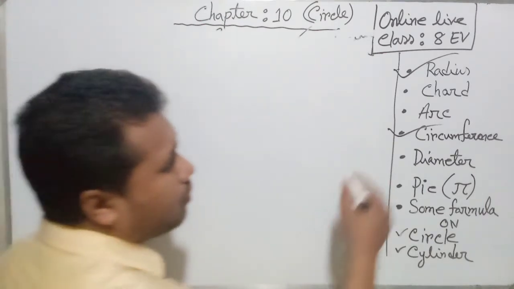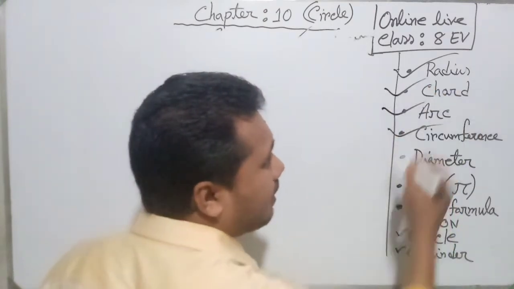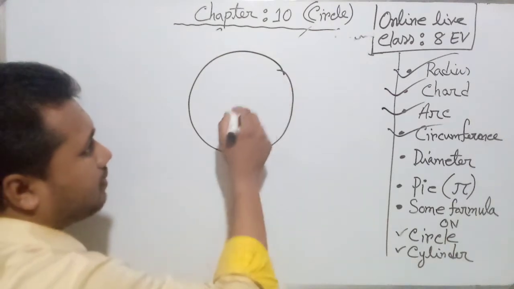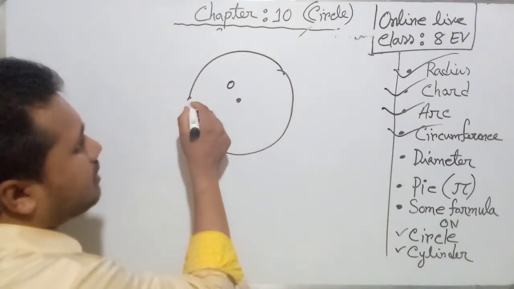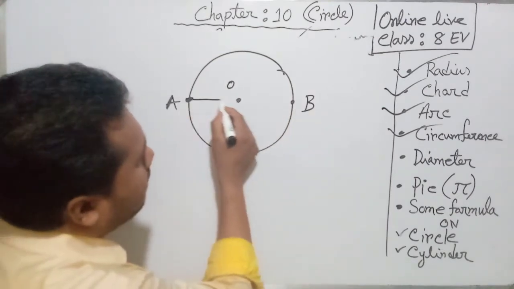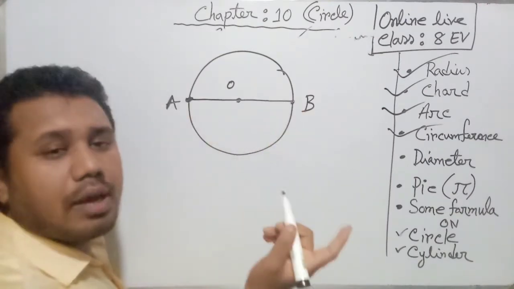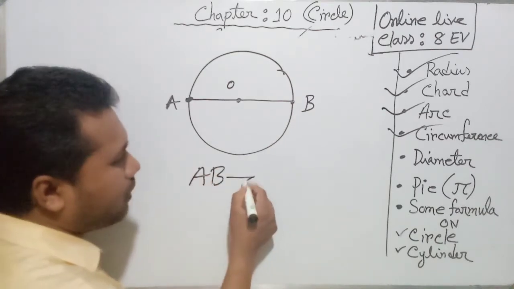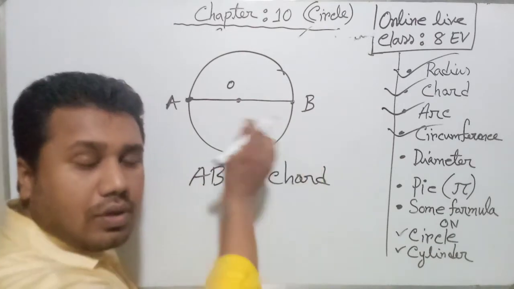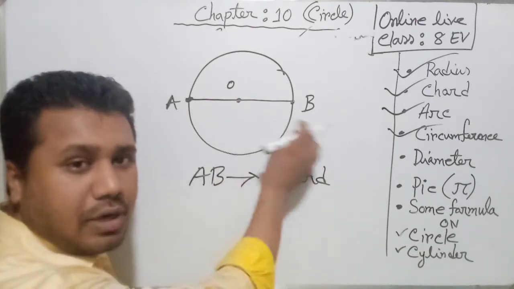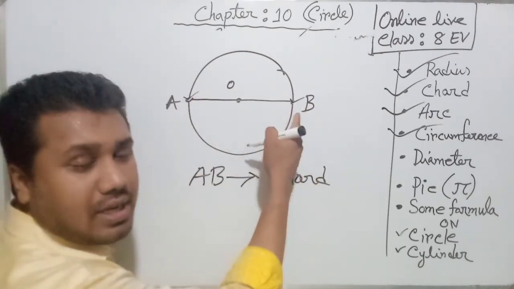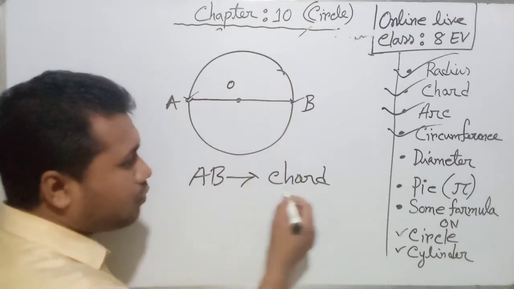Now dear students, we know what an arc is and what a chord is. The other one is the diameter. Suppose this is a point A and this is another point B. If we join them, AB is a chord. This is correct. Why? Because the line segment joining 2 points on a circle is a chord. A and B are 2 points on a circle, so if we join them, it will be a chord.